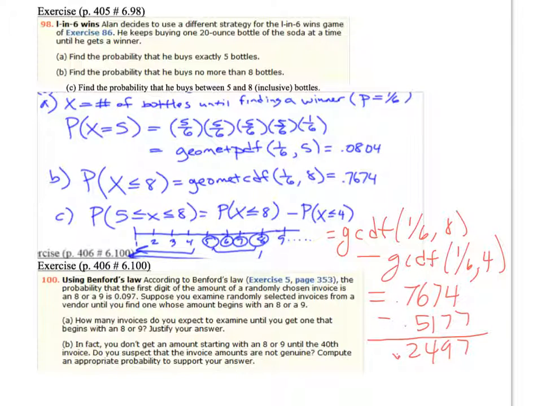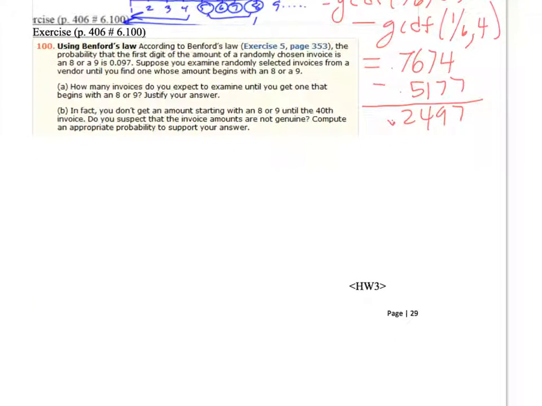And final example here. Using Benford's law, the probability that the first digit of the amount of some randomly chosen invoice is an 8 or a 9 is 0.097. We're going to examine randomly selected invoices from a vendor until we find one whose amount begins with 8 or 9. How many invoices do you expect to examine until you find one that begins with an 8 or 9?